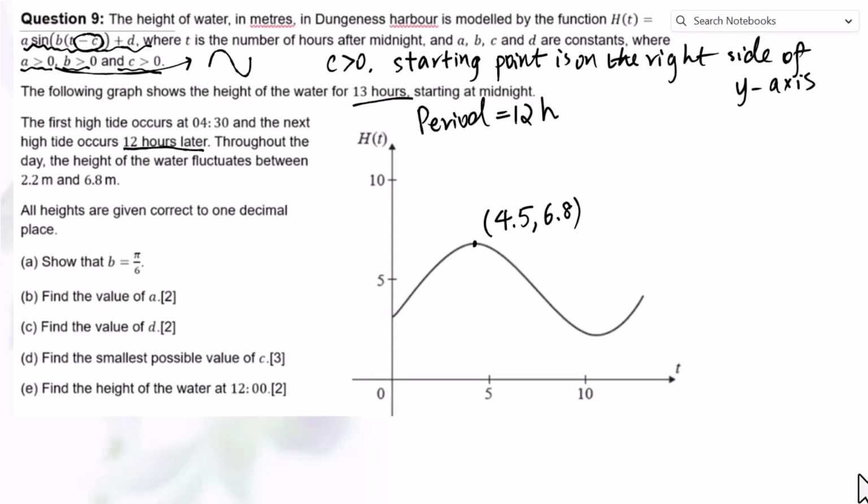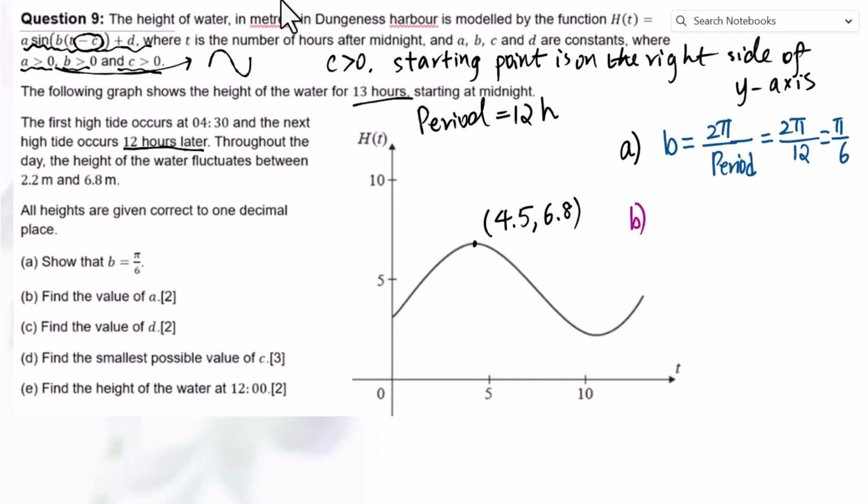Show that b equals pi over 6. We know b equals 2 pi over period. Based on the given information, period is 12. Simplify, pi over 6. Let's go to B.